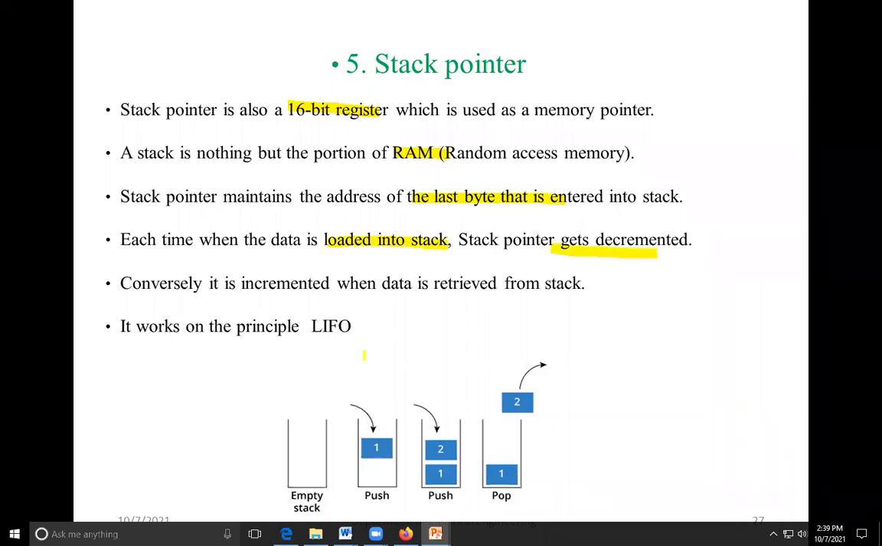We are discussing these four points using this diagram. It's very easy to understand. The stack is last in, first out. See, this is an empty stack. Then you put a value in this stack, which is called a push. There are two instructions present: the push instruction and the pop instruction, which we will discuss at the time of instruction codes.